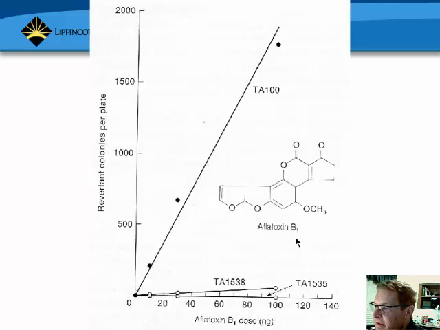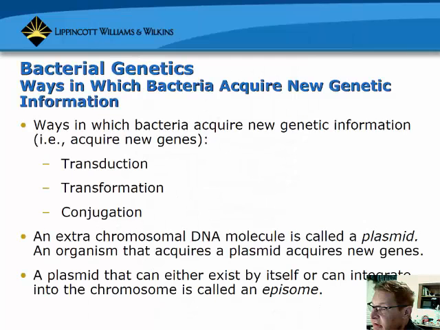Just a little side note on this aflatoxin B1. Aflatoxin B1 is a toxin that is made by a fungus, and it's actually a very, very common fungus whenever you store grain. In parts of the world where grains have to be stored for a very long time, you get a very high increase in aflatoxin B1, and you get more human cancers because the grains have that aflatoxin B1 in them.